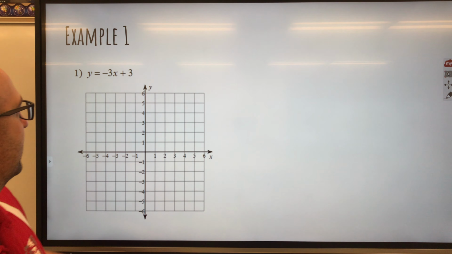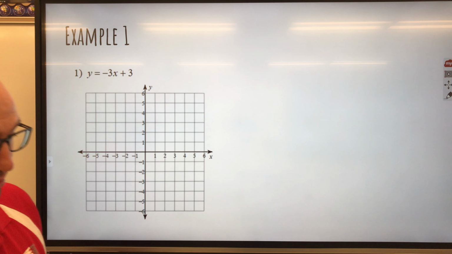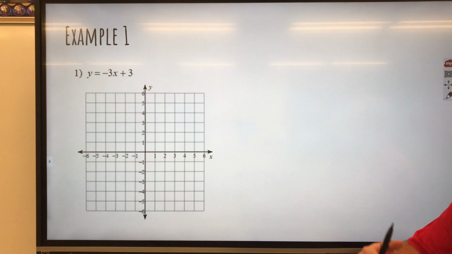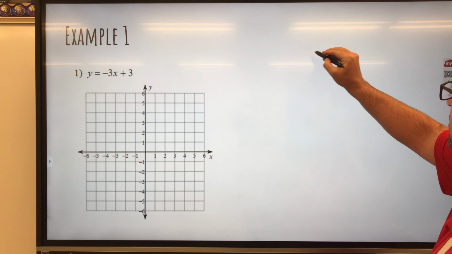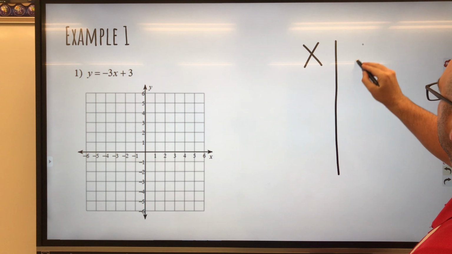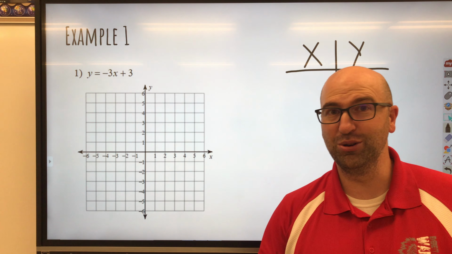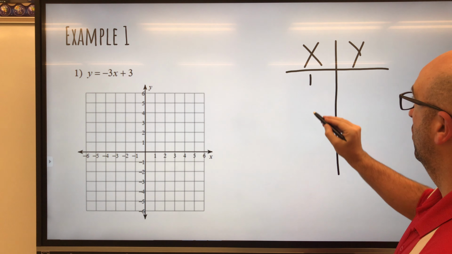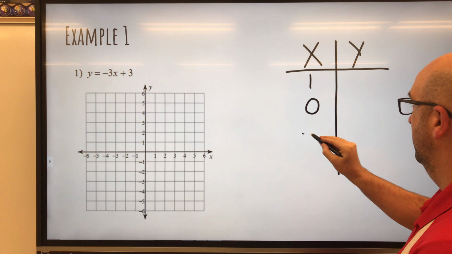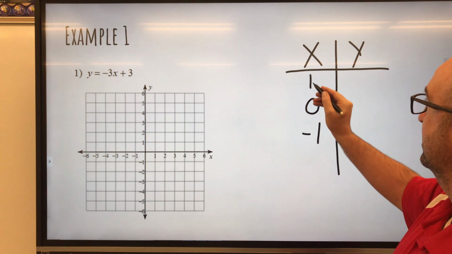Let's get our first example. We have Y equals -3x plus 3. So my first step is to create my table. So let's get my X, Y table. What X values did I say that we're going to use for this? I always choose 1, 0, and -1. So what we're going to do is start with this first one.